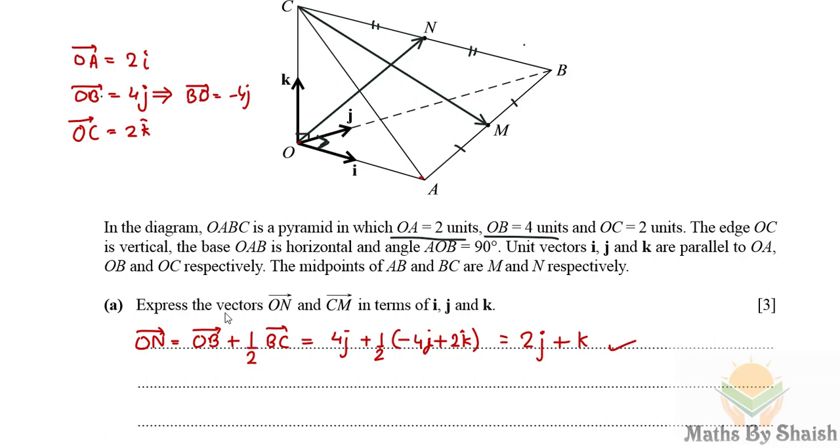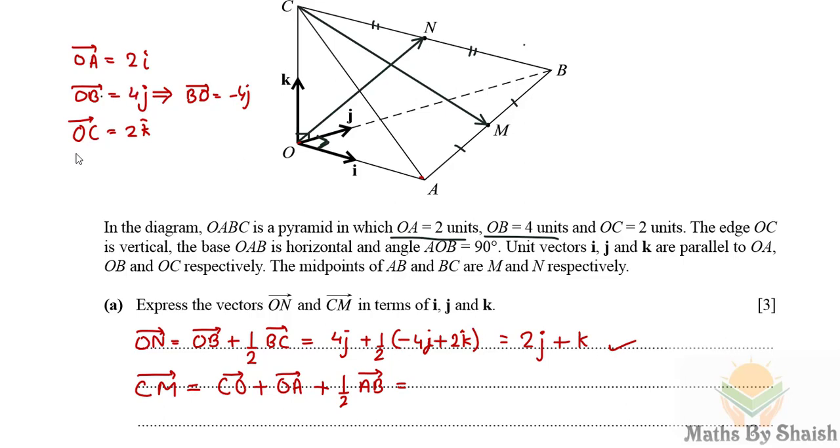Similarly we will calculate the CM vector, C to M. So we are going to find the path. From C to M we want to go, so first of all we will go from C to O, then O to A, and since M is the midpoint, it is half of the total vector AB.